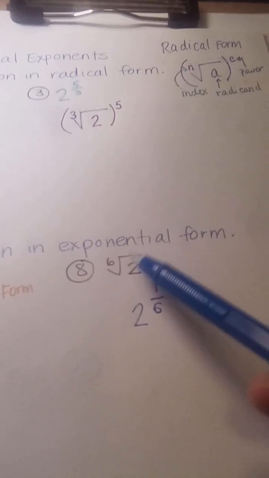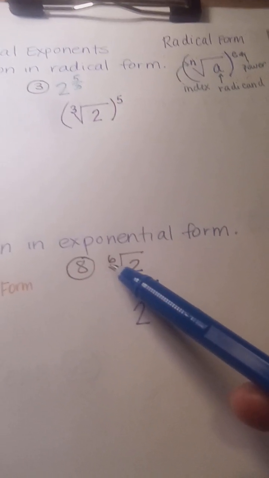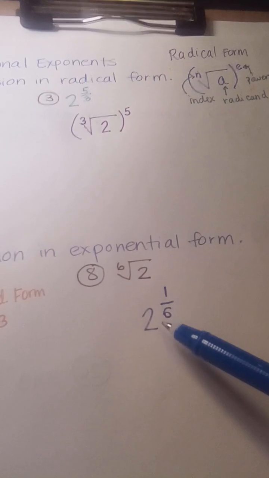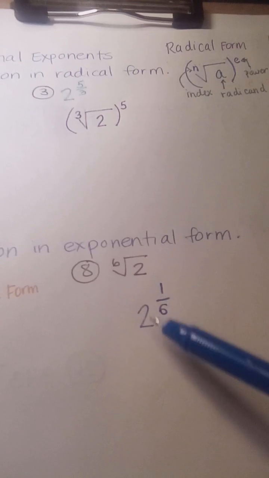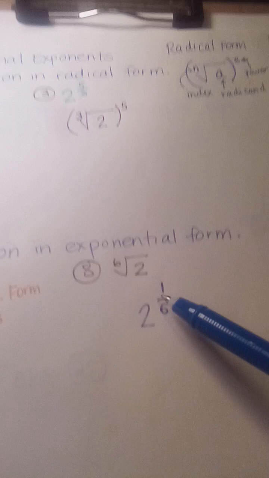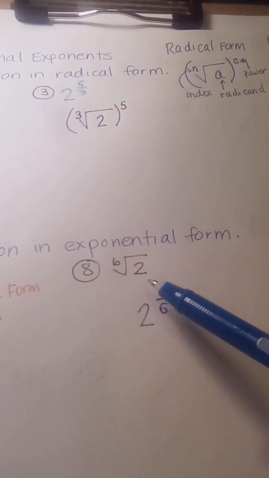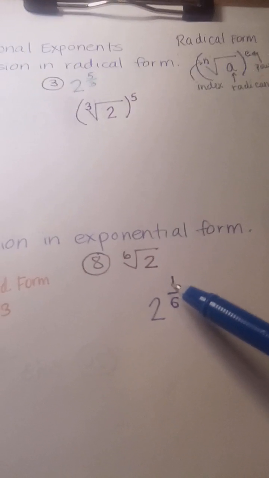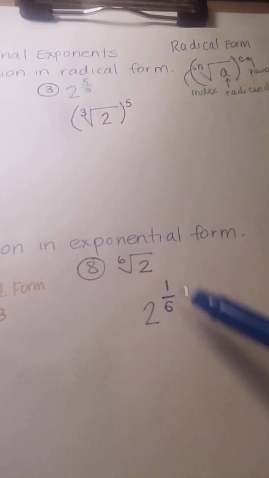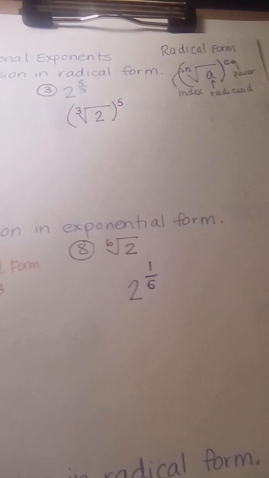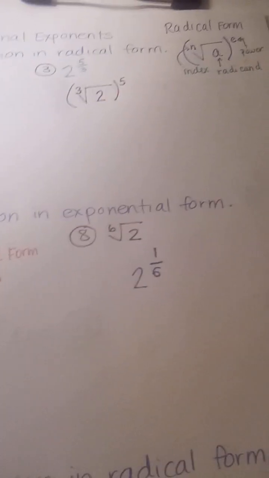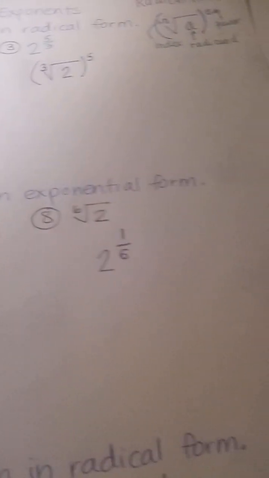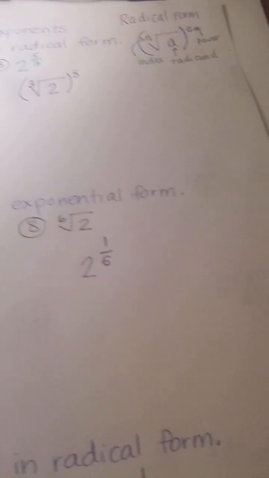So where we see something like this, the index is 6, square root of 2. The radicand is 2 as a base. There's nothing around the parentheses, so it's 1 as the power, and the 6 is the index. And that's how you do number 8. Any questions on number 8? So far, not too bad, right, folks? All right.